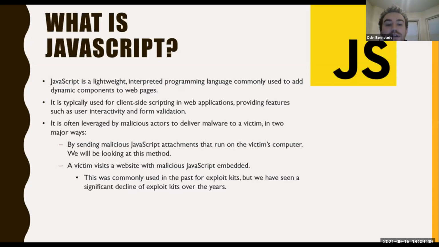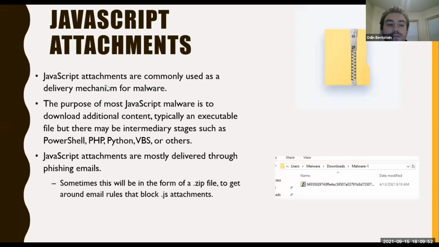But we won't be looking at exploit kits right now. So I believe I already explained most of this. JavaScript is used as an attachment. So it's used as a delivery mechanism for additional stages of malware. Say you have a Trojan or a keylogger or crypto jacker. In order to get that malware onto the victim's computer, first of all, you need a delivery mechanism. So JavaScript serves as that delivery mechanism.